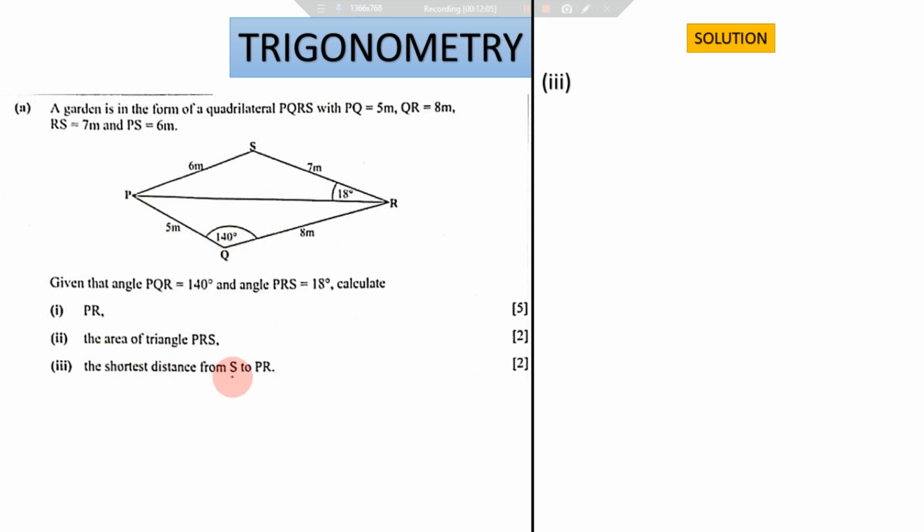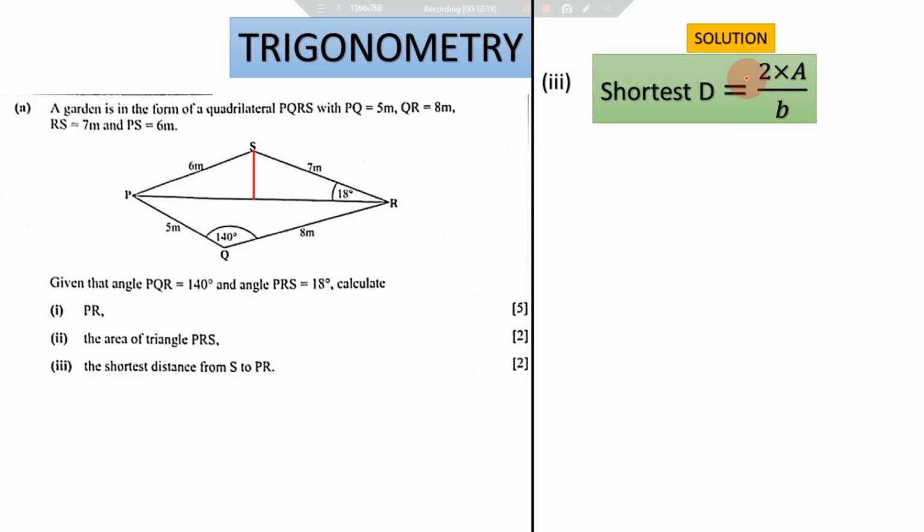Calculate the shortest distance from S to PR. From S to PR. This is the length that we are trying to calculate. Now, shortest distance will be equal to 2 times area divided by the base, which is B. So this triangle, if they ask me to find the shortest distance in this triangle, I should have the area for this triangle. If I calculated wrongly the value for the area of the triangle on top, then even the shortest distance will be wrong.